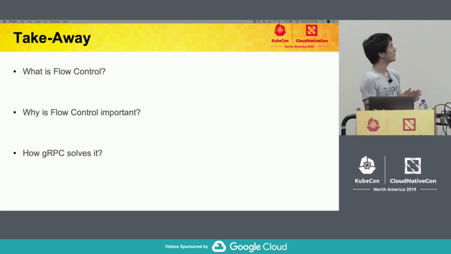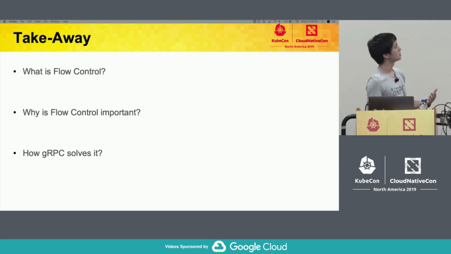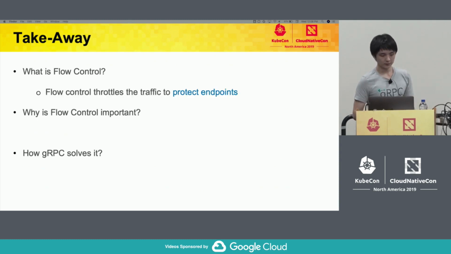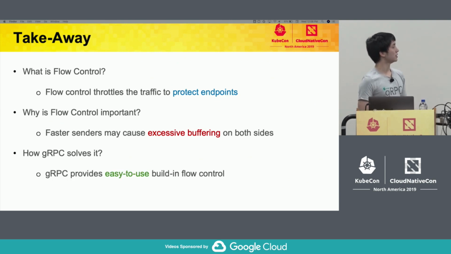So, takeaway. Today we answered 3 questions. First, what is flow control? Flow control is the mechanism to throttle the traffic to protect endpoints. Second, why is flow control important? Because fast senders may cause excessive buffering on both sides. And how does gRPC solve it? gRPC provides easy-to-use built-in flow control. OK, that's all the content of this talk.